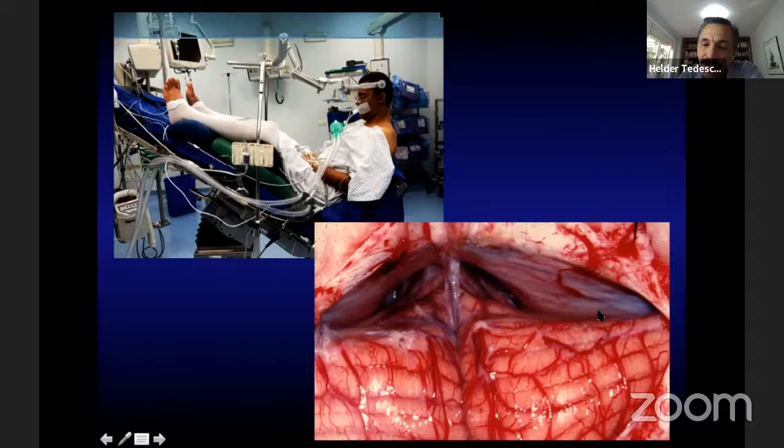I usually go a little bit more towards the side so that I can see all the veins that are bridging. And there's another problem. Sometimes when you place your patient and you have the CSF drained, you can end up with pneumocephalus.